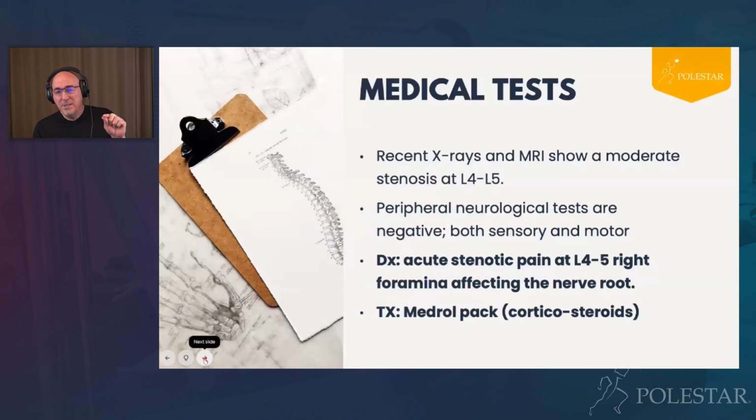But something is irritating that sheath, and that's why she's having the pain and the electrical shocks. But her motor, her strength, her reflexes, her sensory are all normal. The physician diagnosed her with acute stenotic pain at L4-L5 on the right foramina affecting the nerve root. The treatment that the doctor did was gave her a Medrol pack, a corticosteroid treatment, right?